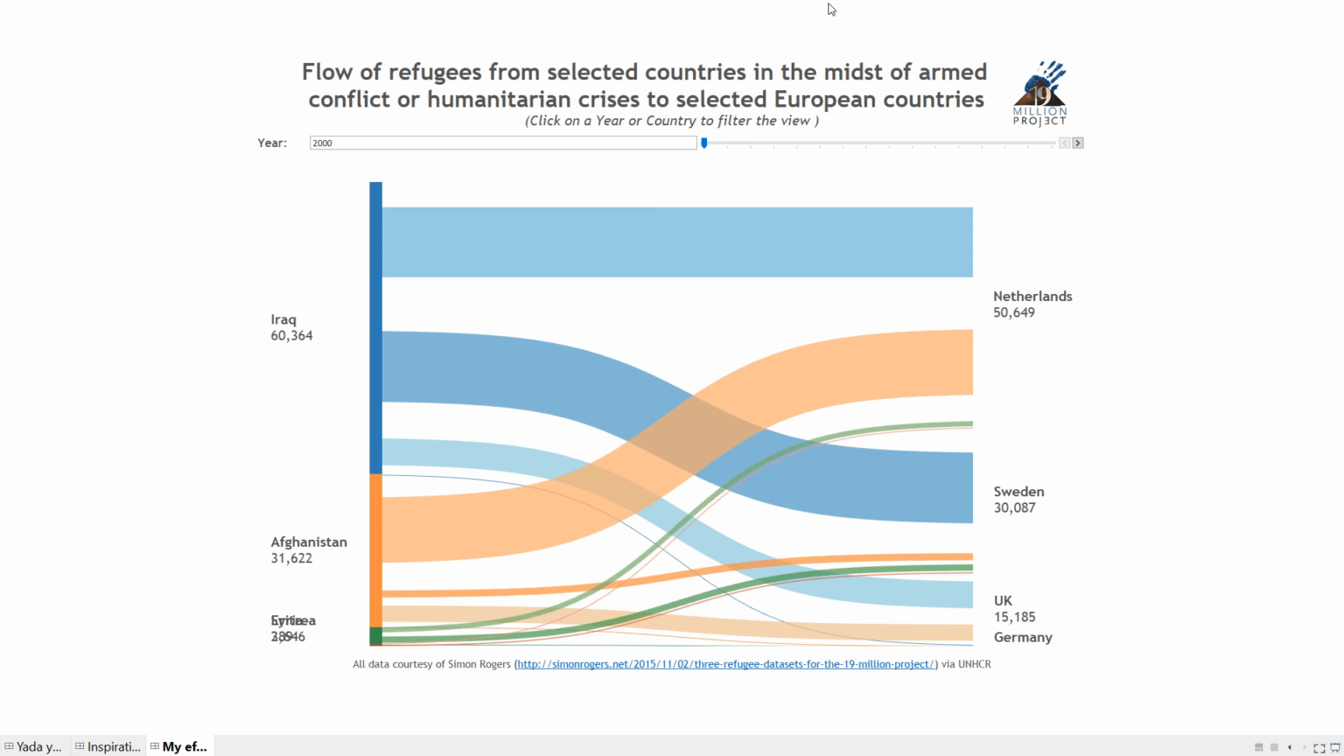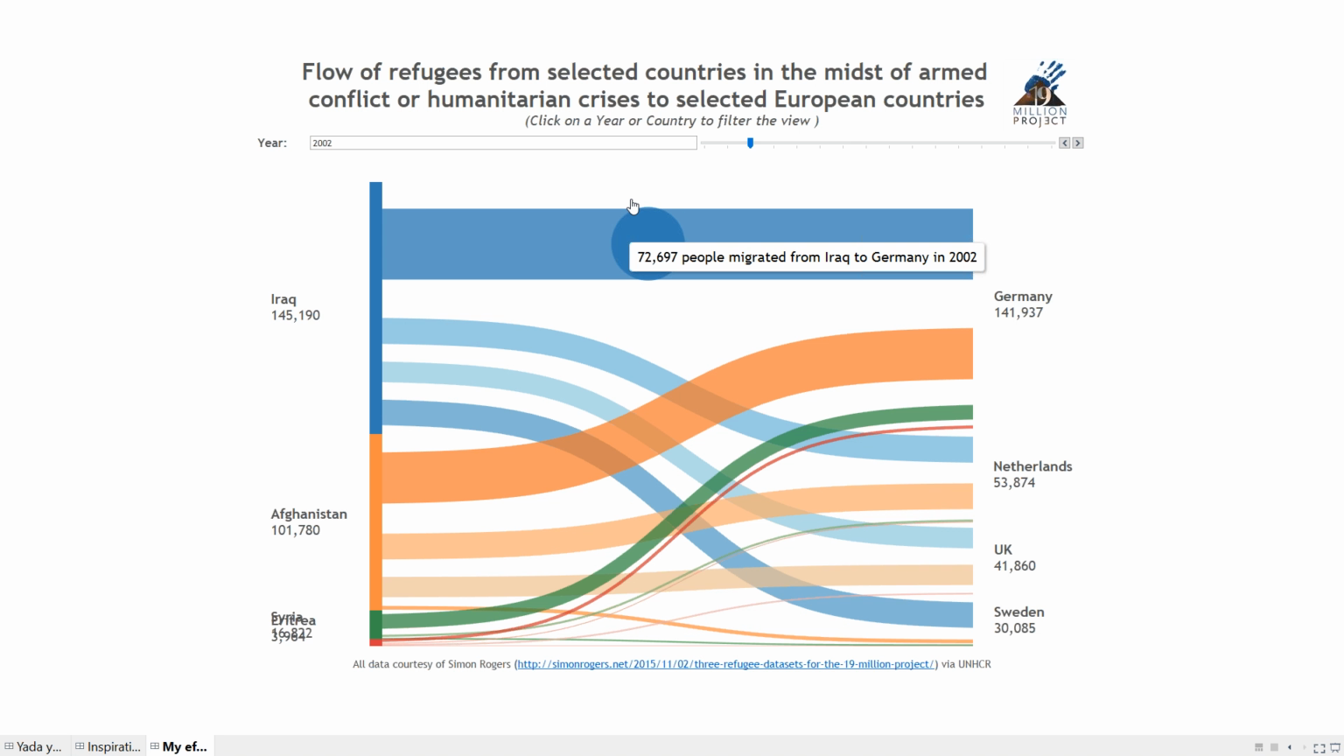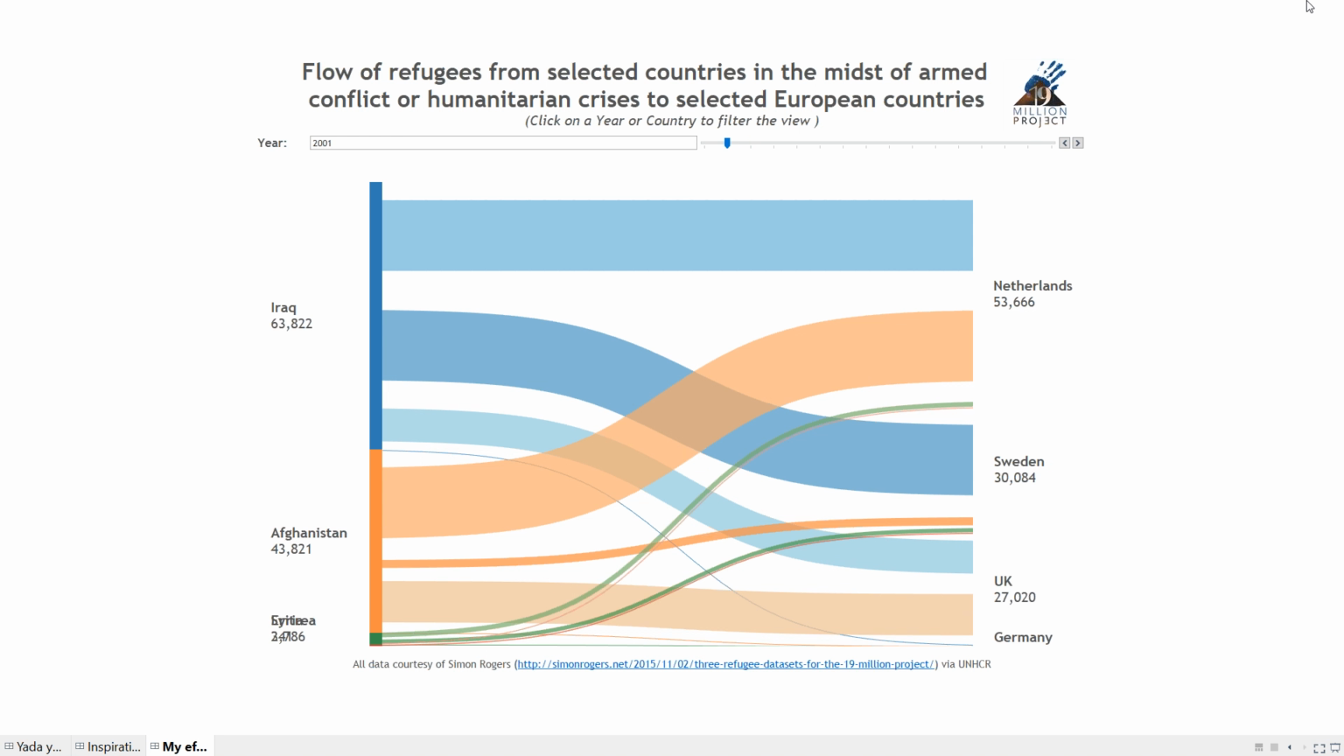Just doesn't really work. So this number here, for example, if I hover over that, 25,000 people migrated from Iraq to the Netherlands. Cool. Let's look through to the next year. Still people going from Iraq to the Netherlands, and it's still 25,000. This is 2001, so now we're post 9/11, and 73,000 people went to Germany. But that looks exactly like 25,000 people going to the Netherlands. So the scale doesn't work. Well, it's because they're percent to whole. Yeah, that's what the scale is showing. So that kind of stymied that.